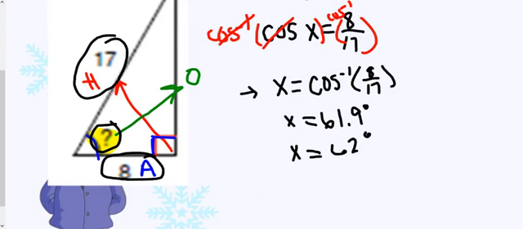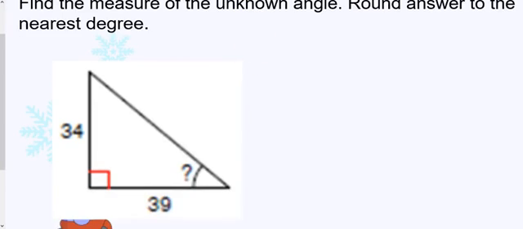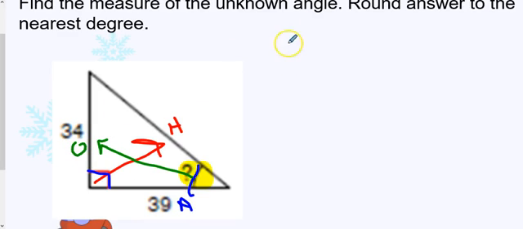All right, let's try our next one. My angle here is down at the bottom. So across from the right angle gets H. Between our reference angle and our right angle is A. And across from our reference angle, or our given angle, is O. And I'm going to write SOHCAHTOA.